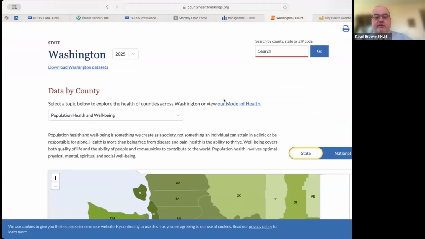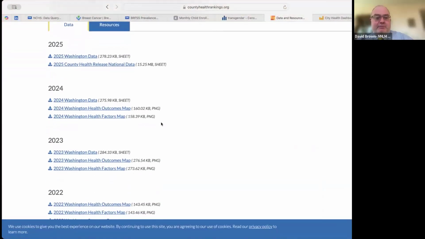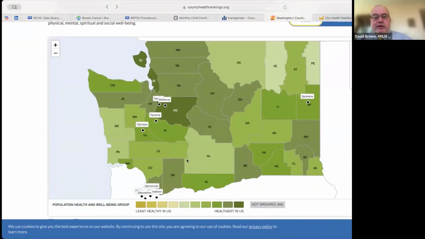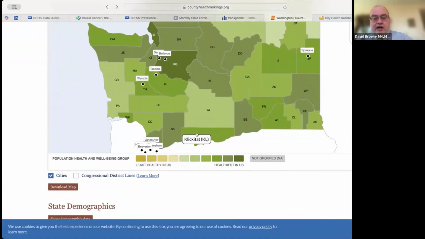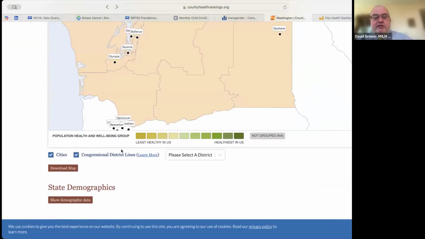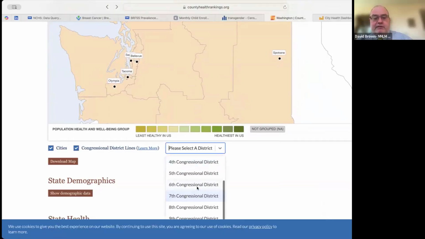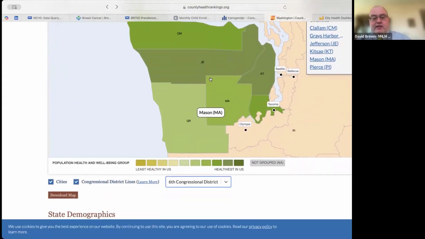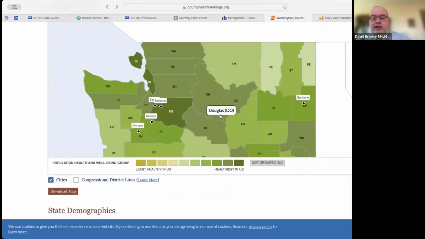What's nice here is you can actually download the data sets if you want them, and it's actually the raw data. So if you would like to play with it or look at it, you can do it. And this is 2025 data. So this is looking at, at least from their indicators, what are the most and least healthy counties based on what's happening in the state. The darker the green, the healthier; the lighter the green, the less healthy. If you want to look at congressional districts, it will break it down by congressional district lines. If you're looking at a specific district, it'll show you, say, the sixth congressional district, and gives you an idea of where you're looking. You can also take the cities out or leave them in, depending on what you're looking at.